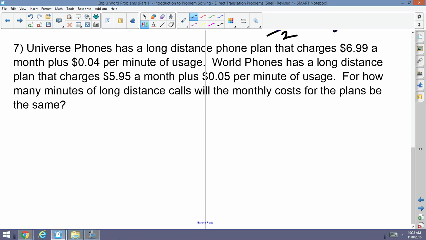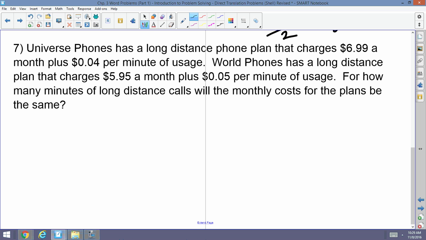So what am I looking for here? What are we solving for? Please, I'm trying to be as patient as possible. Please read. What are we looking for? It's very clear. The amount of minutes for what?